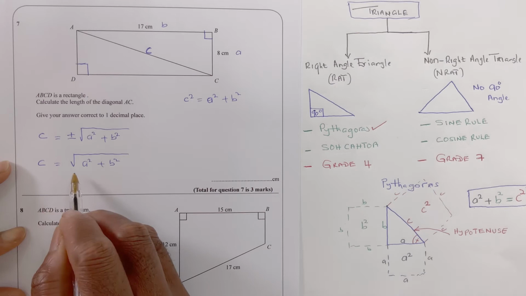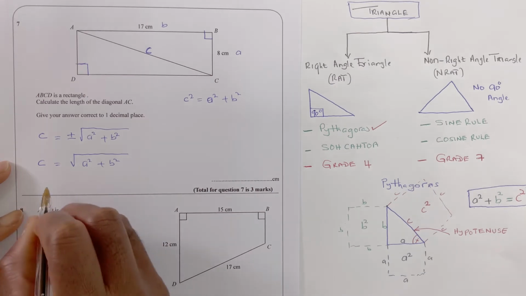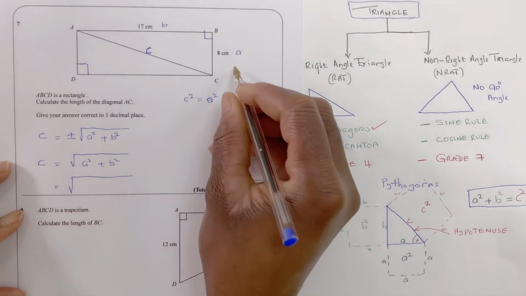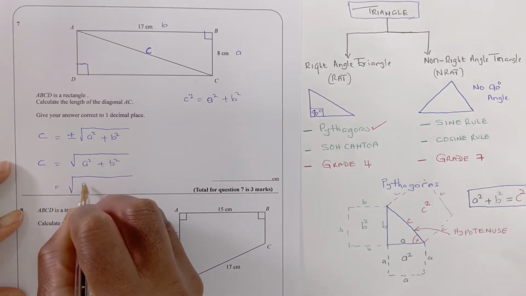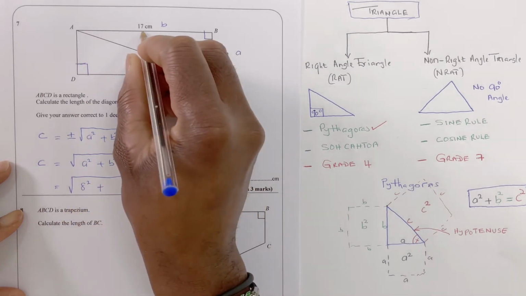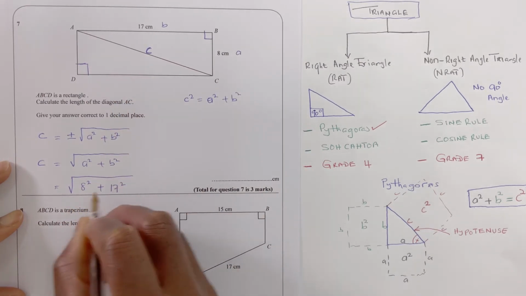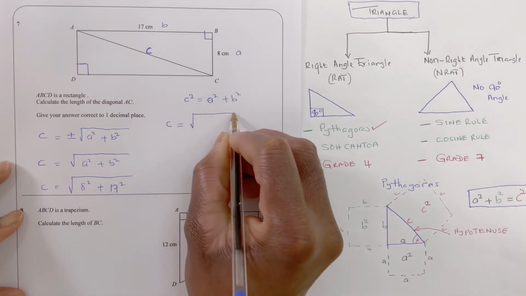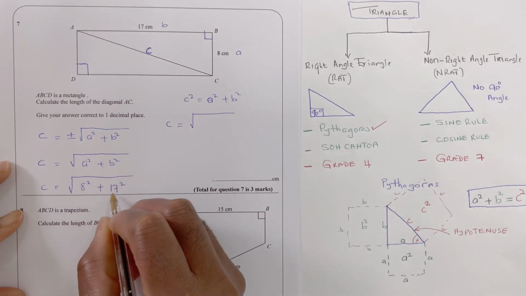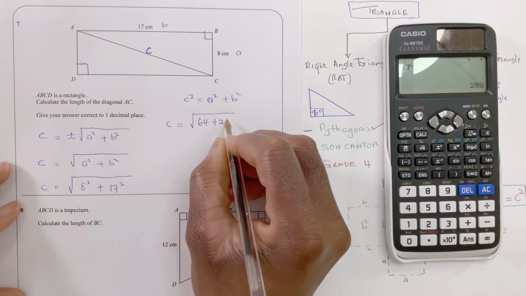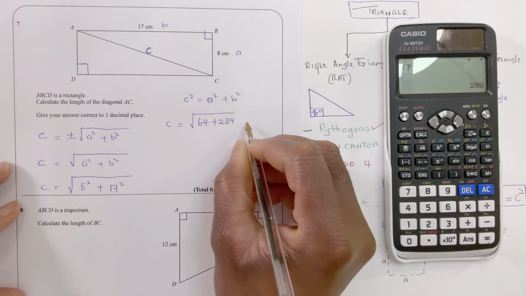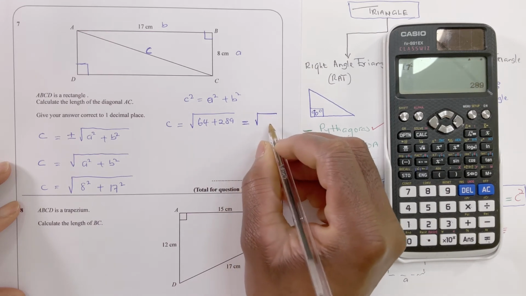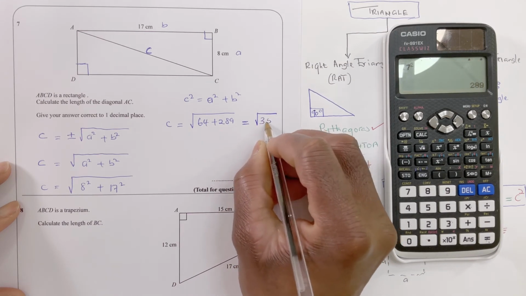Now, we need to populate this with its values. So that would be root A is 8, so that would be 8 squared. B is 17, that would be 17 squared. And that's C. So C then equals root 64 plus 289, and that would be equal to root of 353.